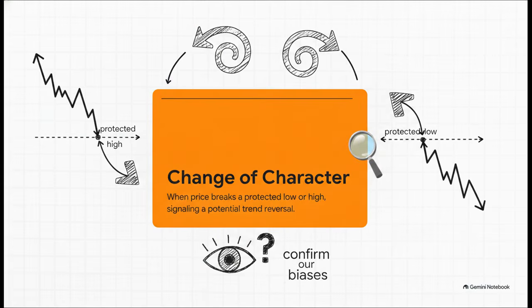Next up is a term you need to know: change of character, or CHoCH. This happens when price breaks below a protected low or above a protected high. Now, why does this matter so much? Because a change of character is your definitive signal that the market structure is shifting. It literally tells us that buyers or sellers have lost control, and a potential trend reversal is actively underway. We absolutely need this signal to confirm our bias before jumping in.